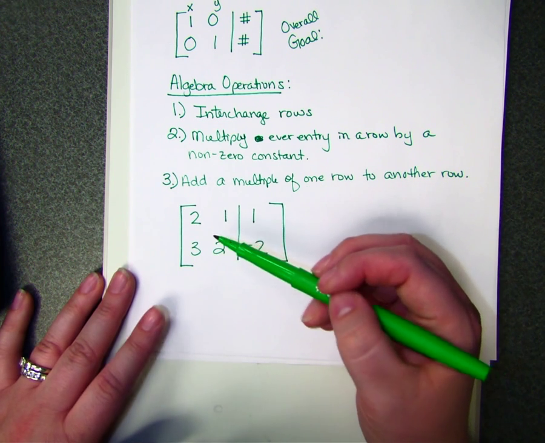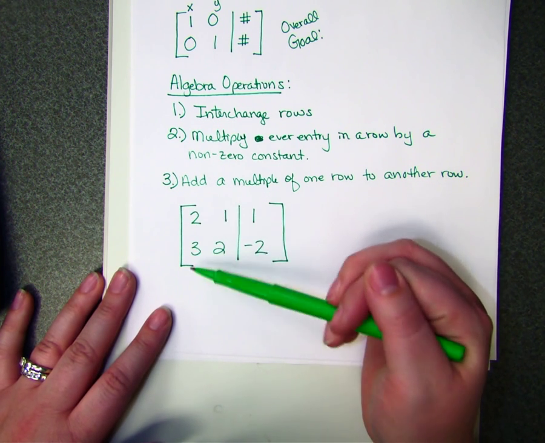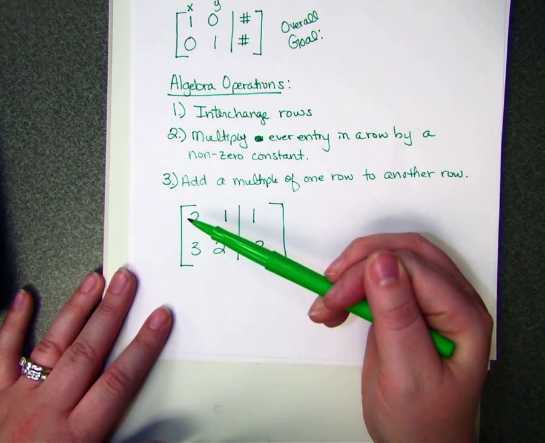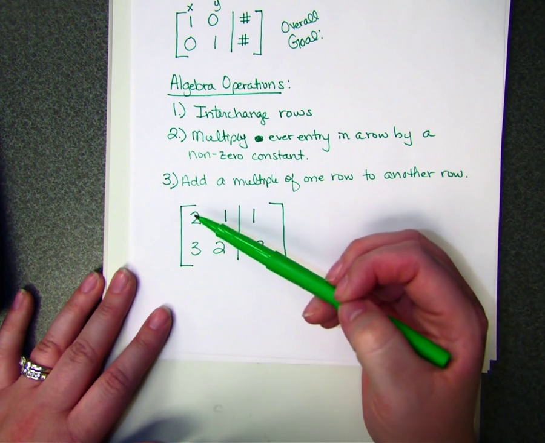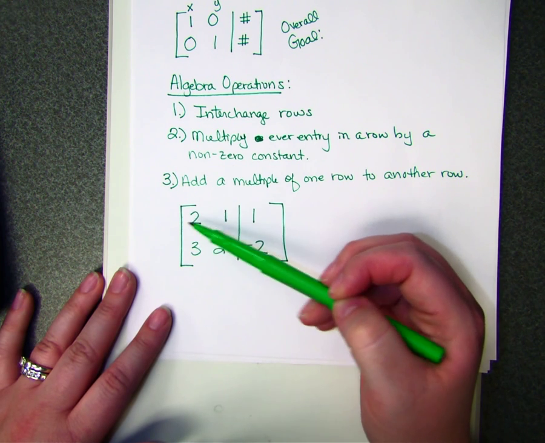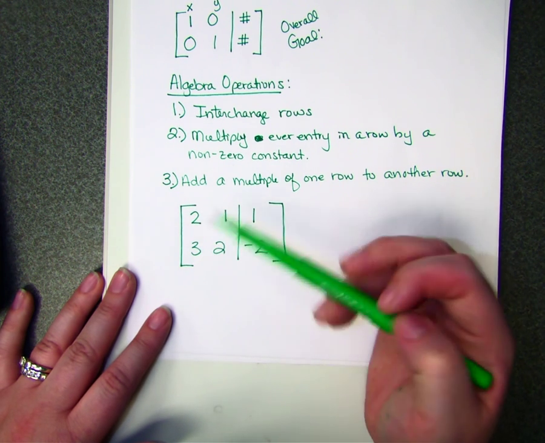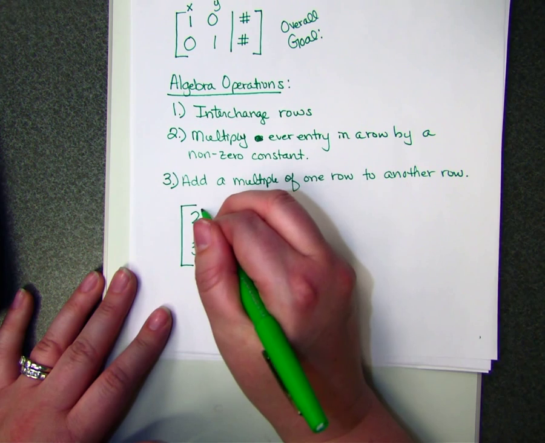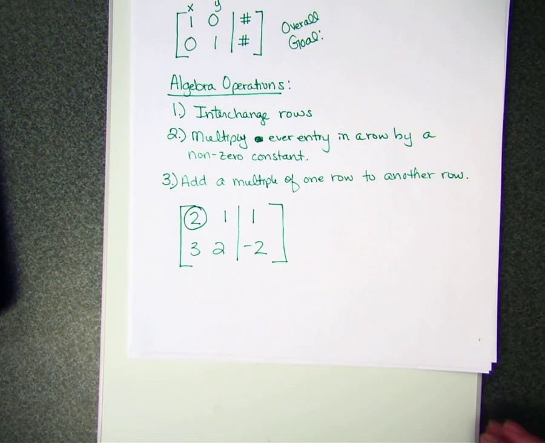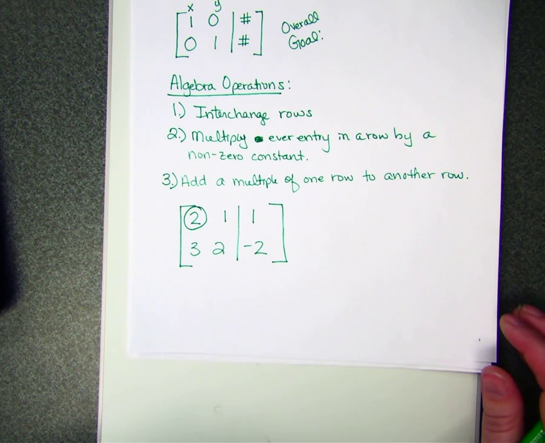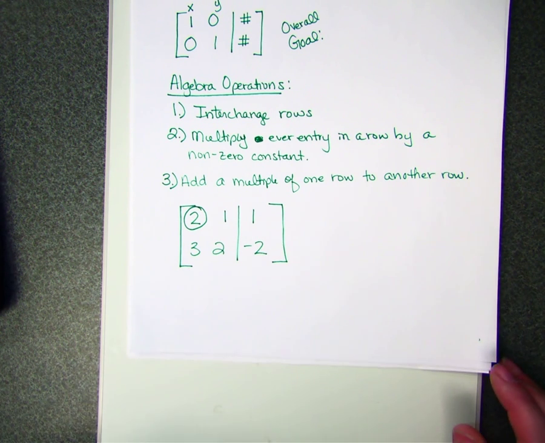When we start working with our matrix, we're going to be working in columns. So look at this first column. What we need to do is turn this upper left entry into a 1 and everything else into zeros. So we're trying to turn this entry into a 1. Here are the things you're allowed to do. You're allowed to interchange rows. That's not going to help us. You're allowed to multiply every entry in a row by a non-zero constant.